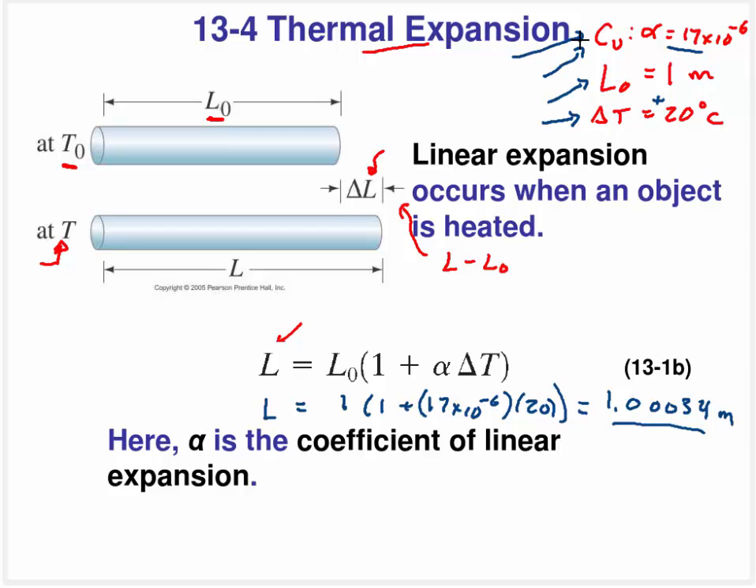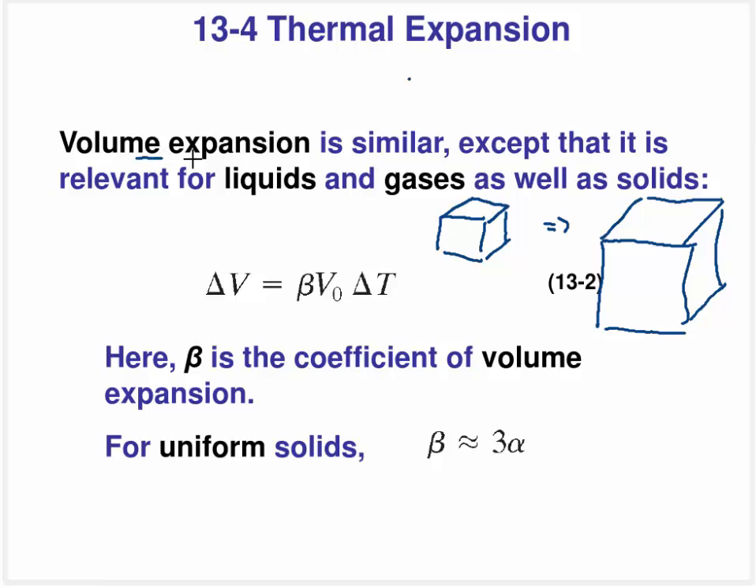Solid objects such as copper tend to have a very small coefficient of expansion, so they're not going to change their length very much. We can also talk about volume expansion, which is true for solids, but it's also relevant for liquids and gases. And it's going to look the same way. We're going to have some change in volume, which is some volume minus its initial volume. It's going to be equal to some coefficient of volume expansion multiplied by the initial volume, and then the change in temperature.